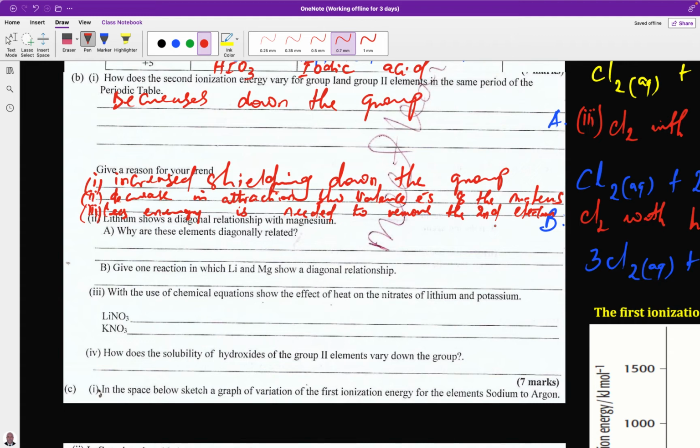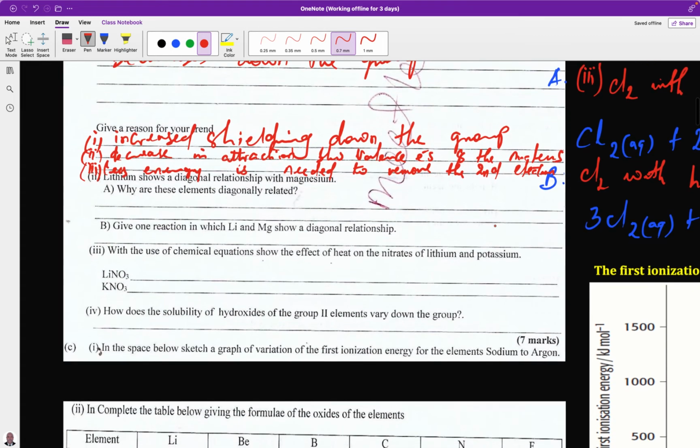Then it takes us to the second one. In the second section, we are told lithium shows a diagonal relationship with magnesium. Why are these elements diagonally related?